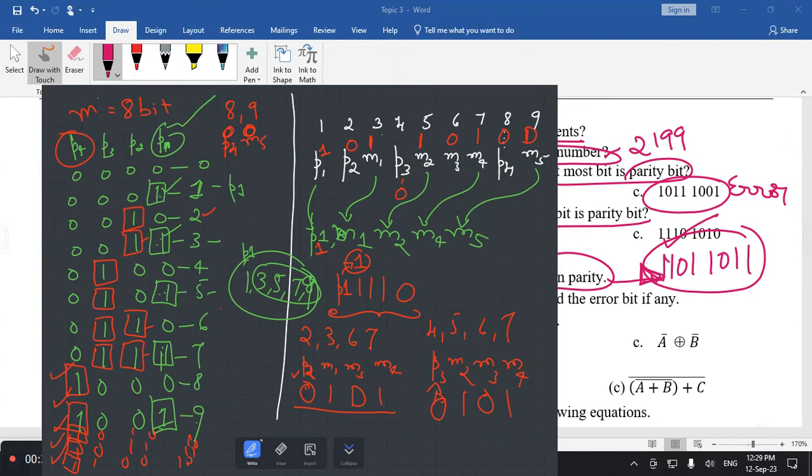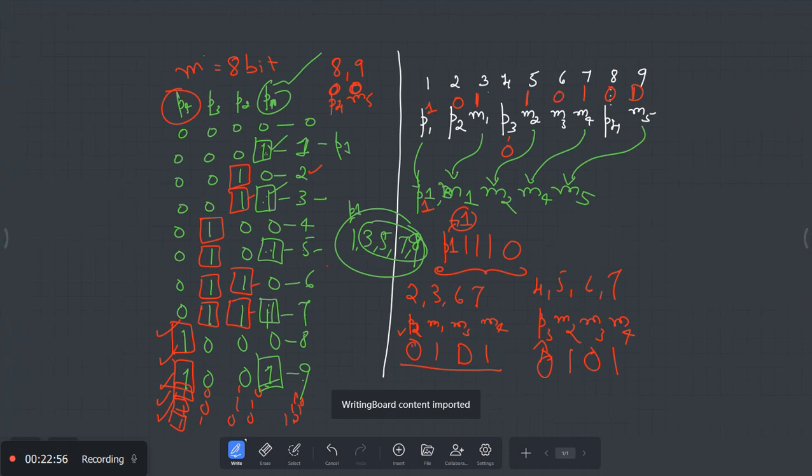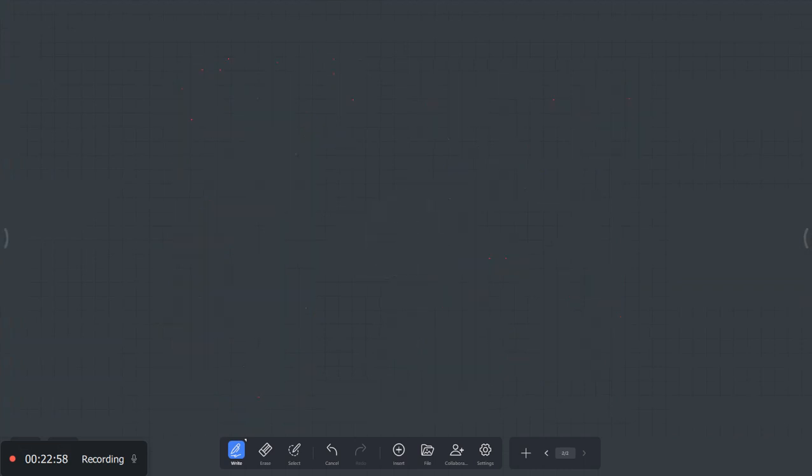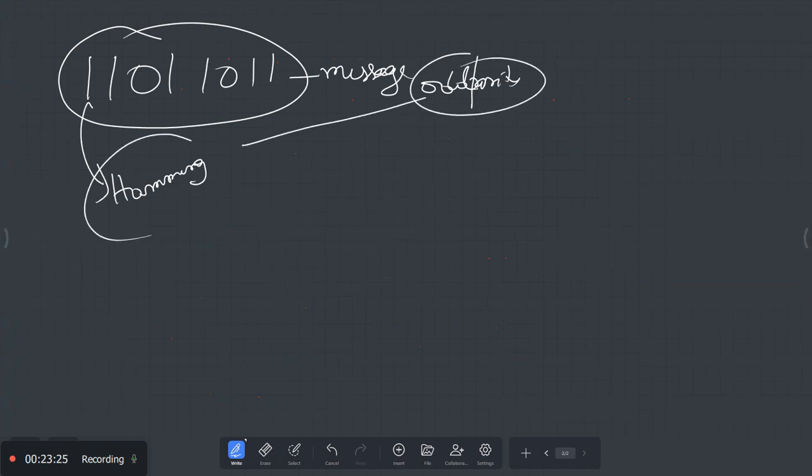1101, 1011. This is the message bits. Okay, get the Hamming code for this. Come on, who will do it fast for me? Consider it as odd parity. For odd parity, you get the Hamming code. Come on.